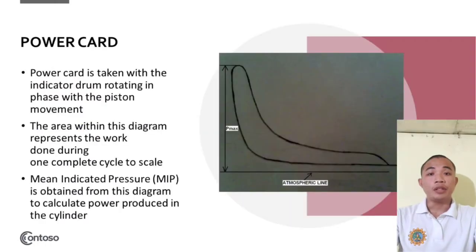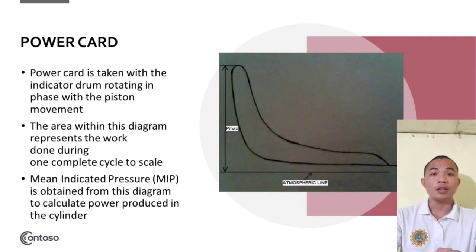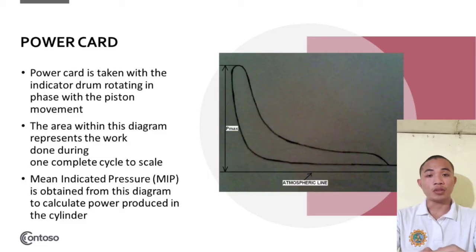The first type of indicator diagram is the power card diagram. So power card is taken with the indicator drum rotating in phase with piston movement. So in the diagram, we see that the atmospheric line is below the Pmax, so is the vertical line. And as you can see, the pressure in the diagram is slightly higher than the atmospheric line. So as the piston goes up, the pressure also rises, and if injected, it will go further and then come back to exhaust.